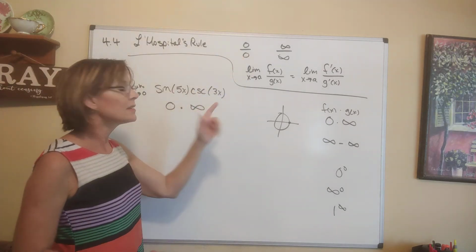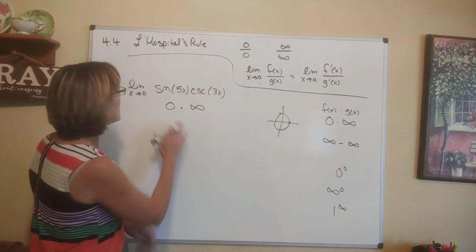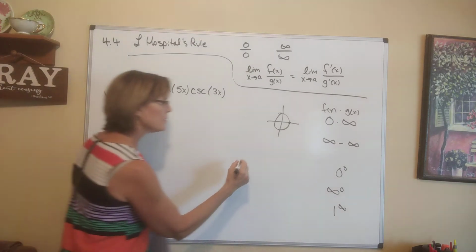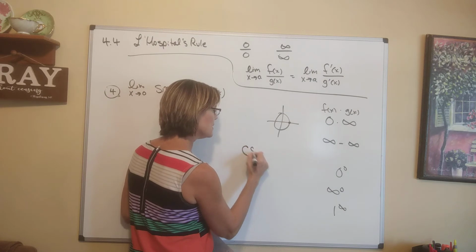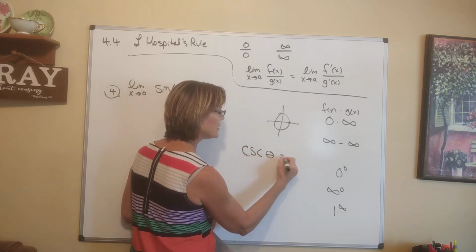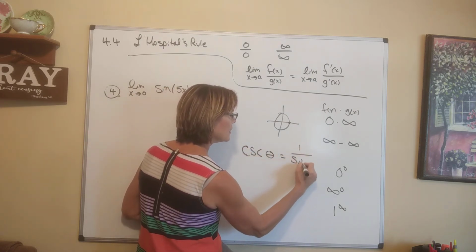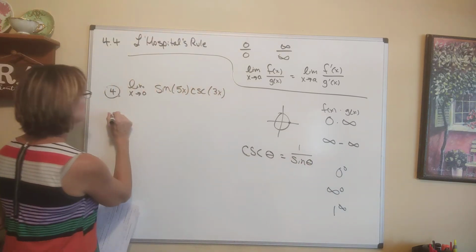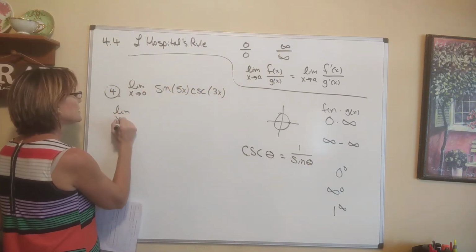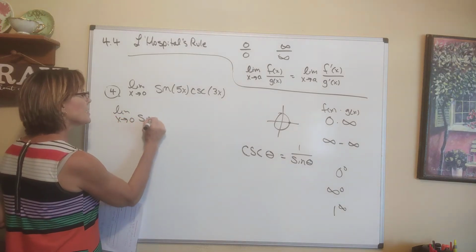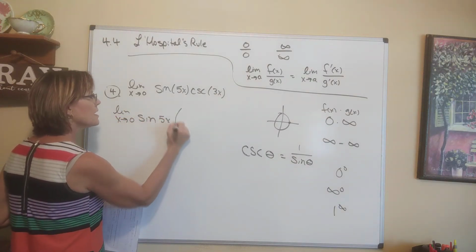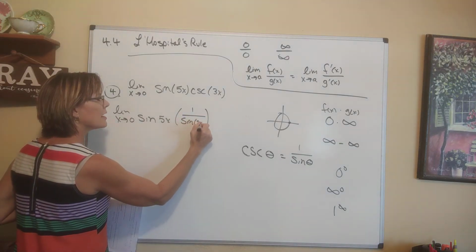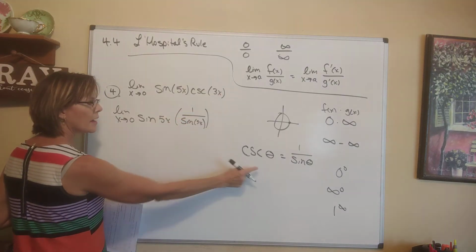And with a product, it's pretty easy to do. Let's do this. What is cosecant? Cosecant, in general, the cosecant of some angle is equal to 1 over the sine of that angle. Let's rewrite this into the limit as x goes to 0 of the sine of 5x times 1 over the sine of 3x. That is okay.